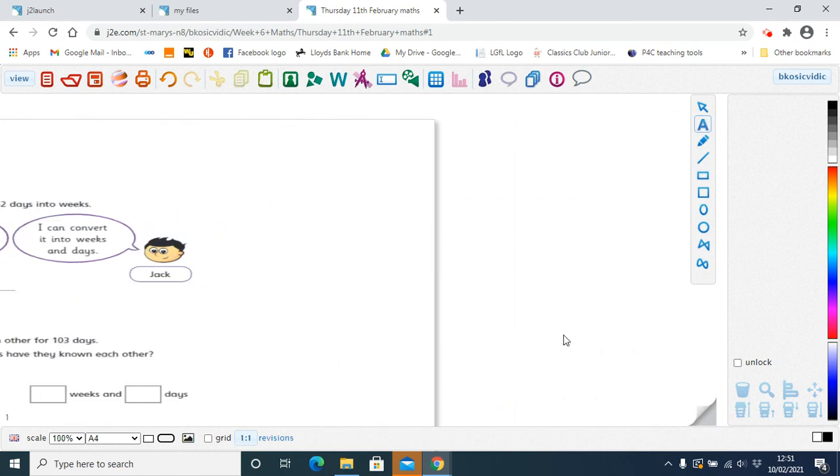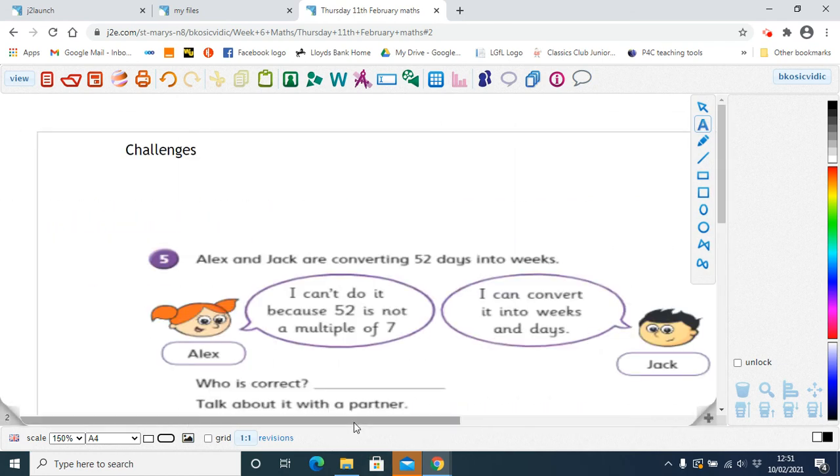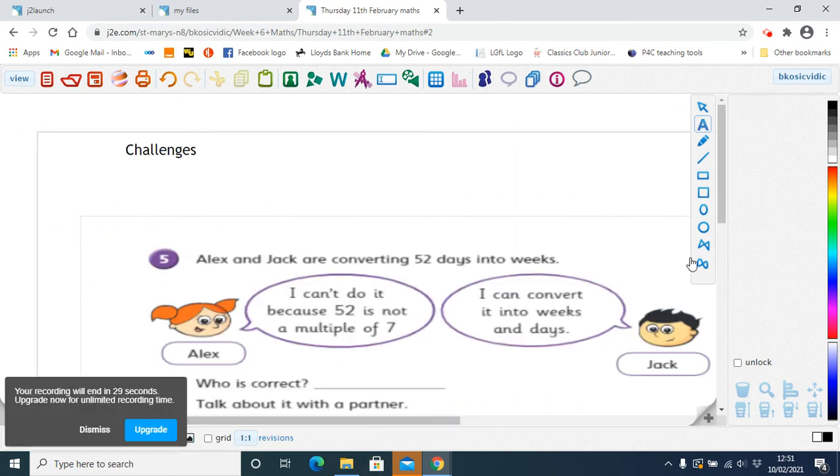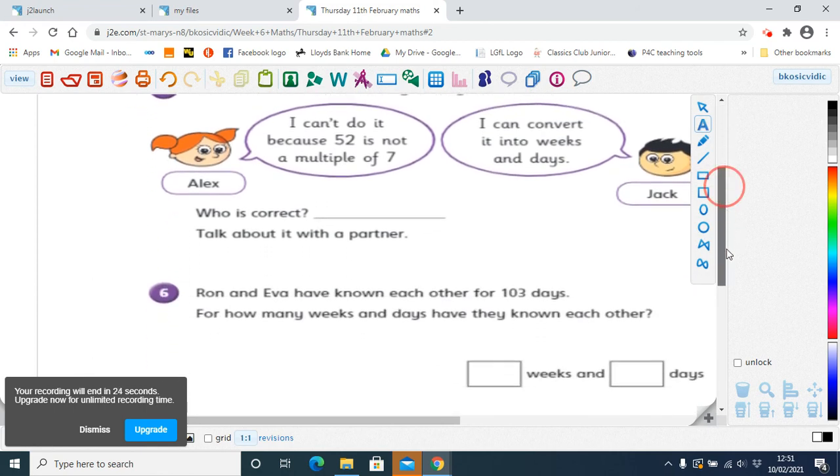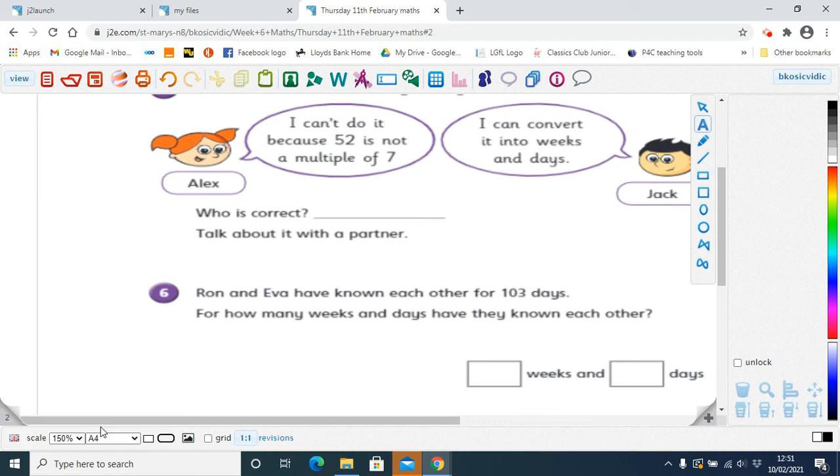On the next page, you will find some problem solving and reasoning questions, and you just have to read carefully through them and also use the conversion chart to help you with that.